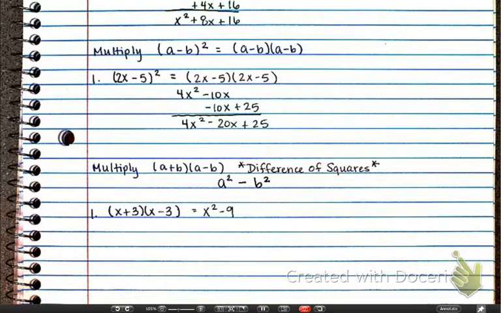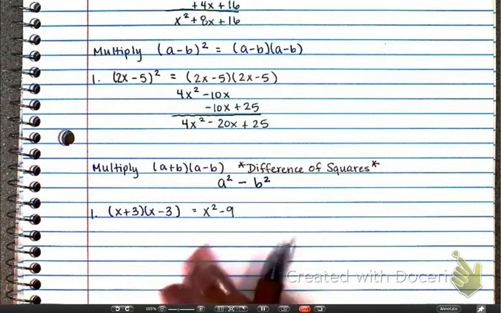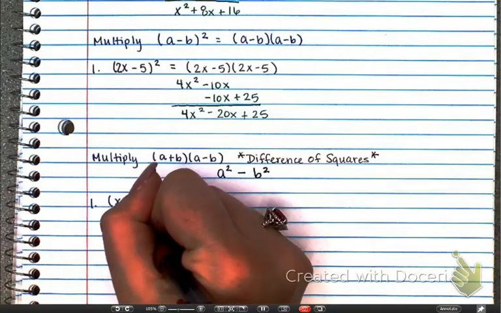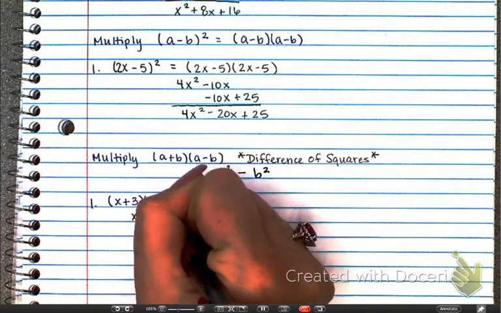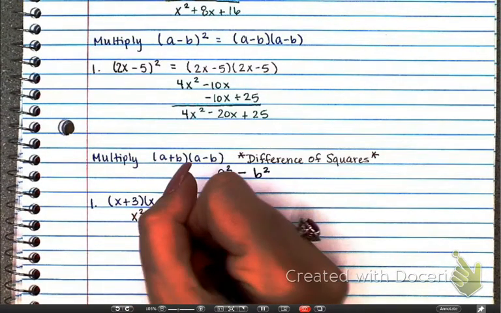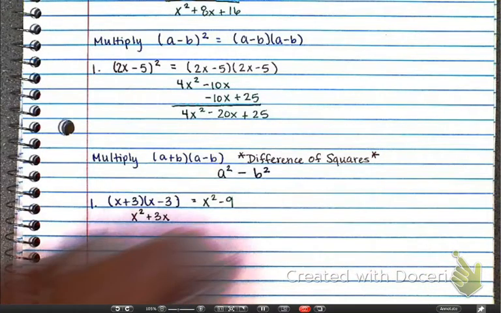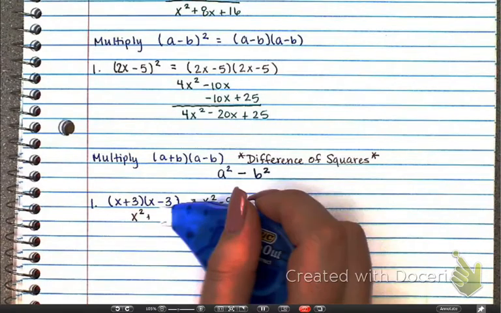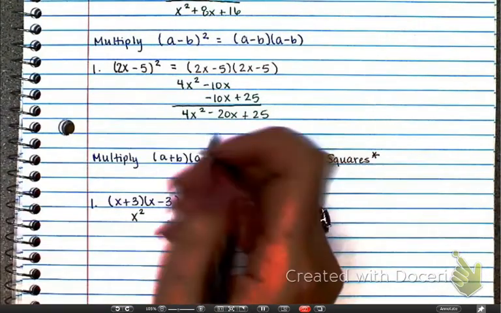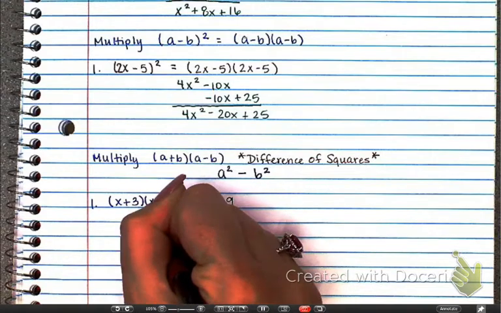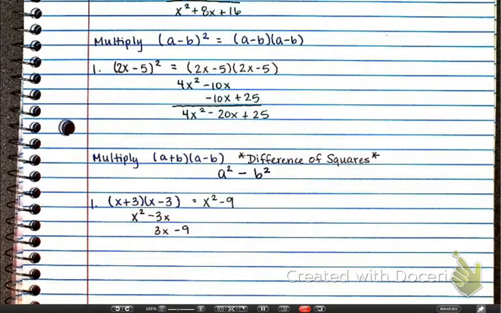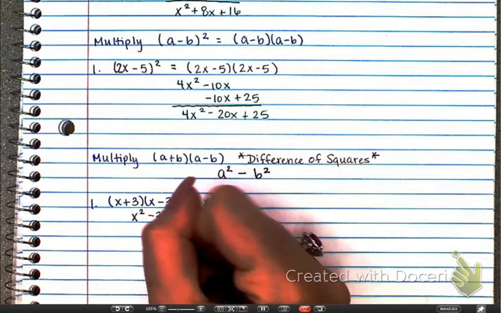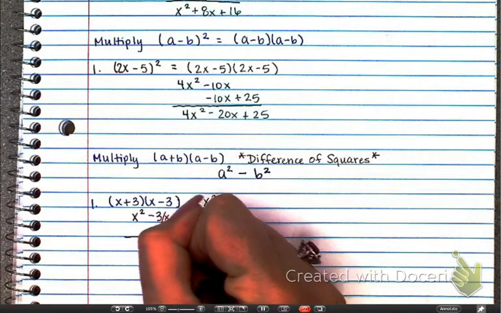Are we figuring out why there's only 2 terms instead of 3? So if I distribute, I get x squared plus 3x, and then I get, I'm sorry, it should be a minus 3x there. I did mine backwards. Try again. So x squared minus 3x, and then I get a 3x minus 9. So those middle terms are canceling out, leaving me x squared minus 9.